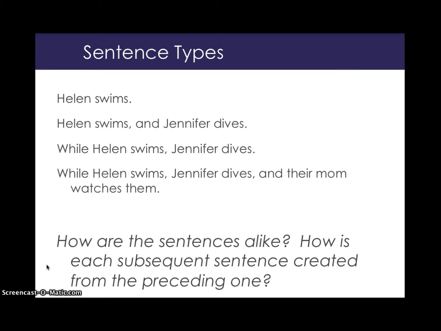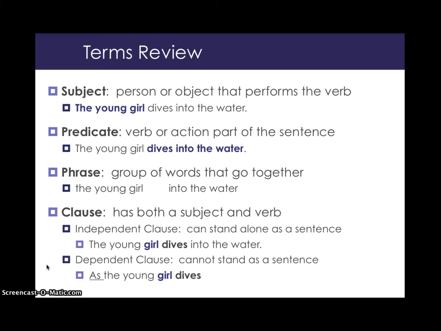So if you look at those 4 sentences: Helen swims, and Jennifer dives. While Helen swims, Jennifer dives. While Helen swims, Jennifer dives, and their mom watches them. While they're a little bit similar, there are definite differences there, and that's from the type of sentences that they are. Each one is a different sentence type. There's a couple terms that we need to review before we move on.